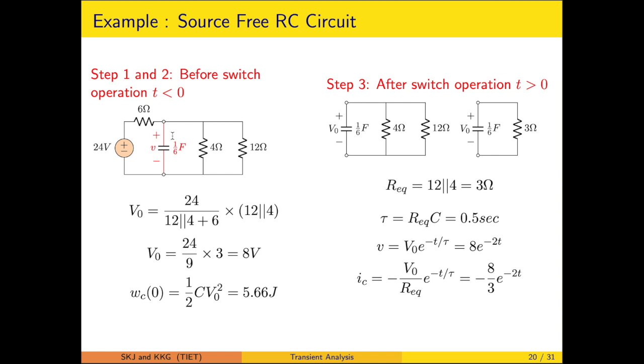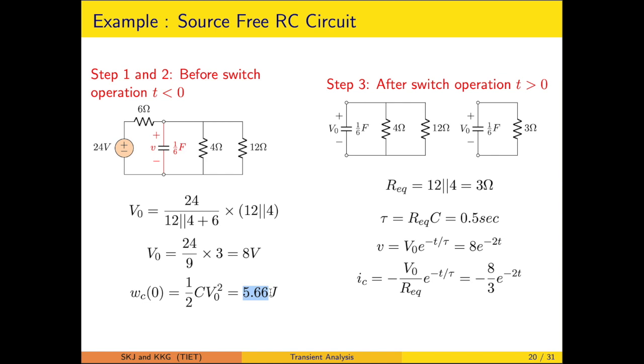So the voltage across this capacitor will be decided by the resistances. How will we approach this? These two resistances are in parallel, resulting in a 3 ohm value. The 6 ohm and the 3 ohm form a series arrangement. So the current is calculated as 24 upon 9, which is multiplied by this 3, giving rise to 8 volts. The initial energy, half CV squared, is calculated as 5.66 joules.